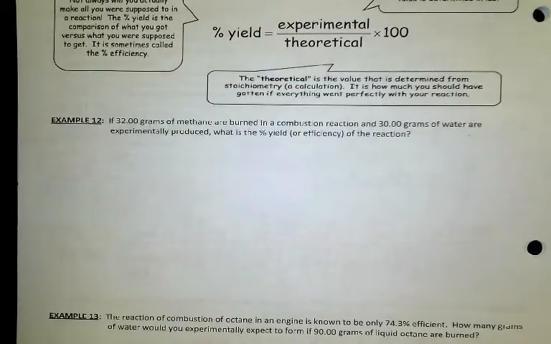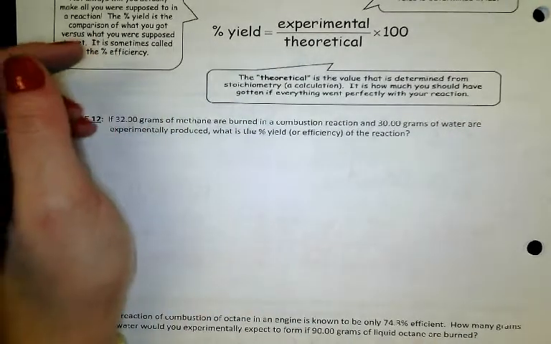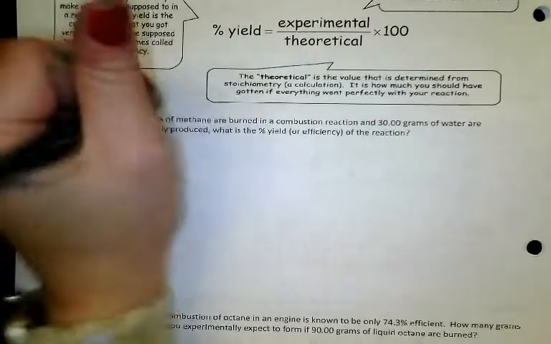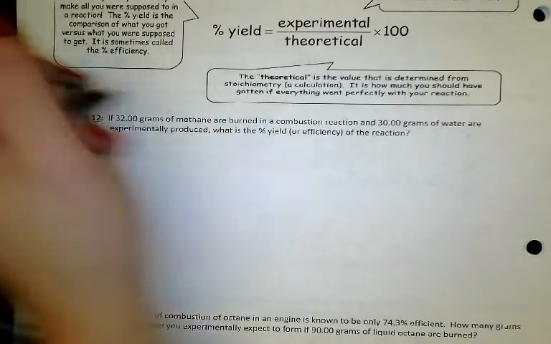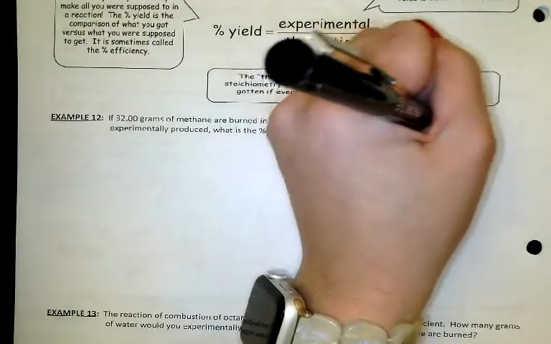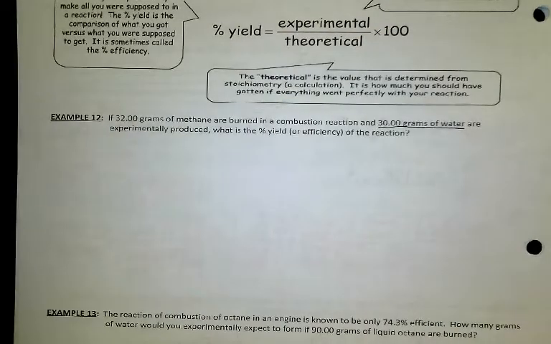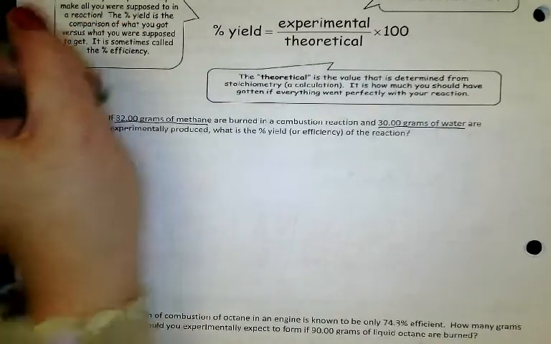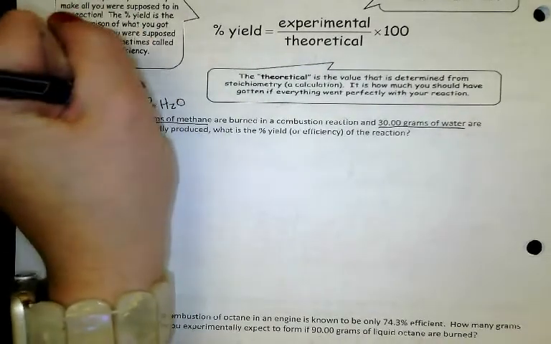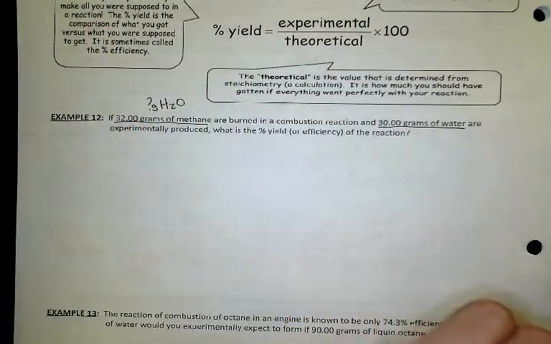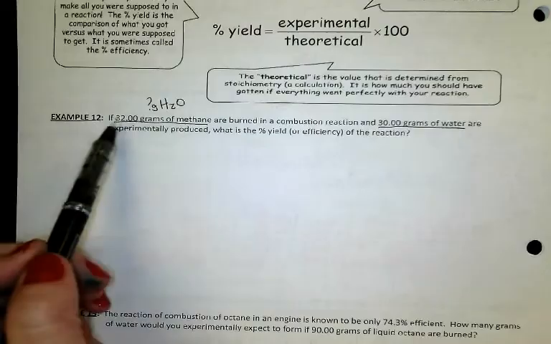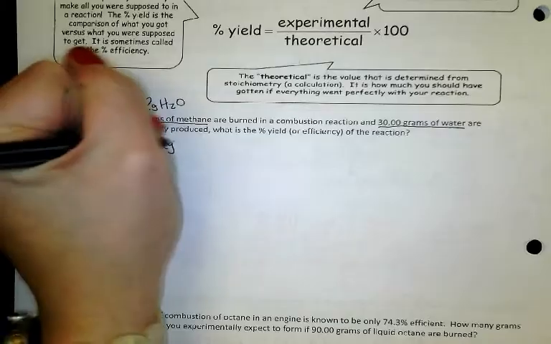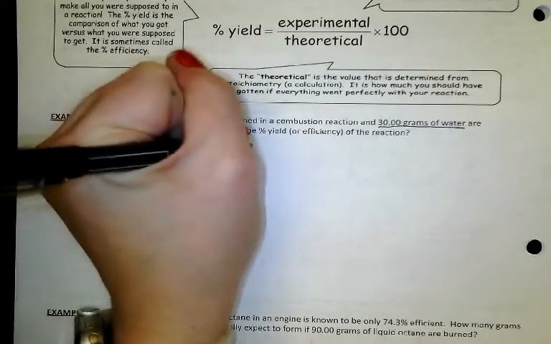Okay. So first, we need to figure out, so it's given us, it said that 30 grams of water was produced in the lab. We're given 32 grams of methane. So we need to figure out how much water, how many grams of water can be produced if I combust 32 grams of methane. So we're going to write methane, it's a gas, plus O2, gas, gives us CO2 plus H2O.